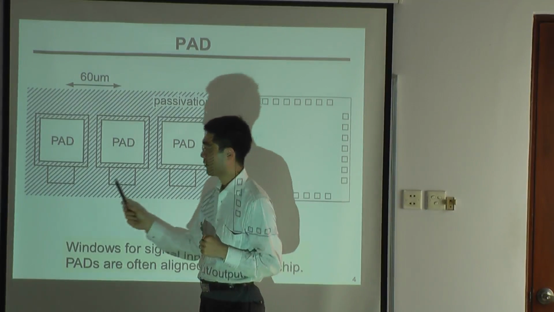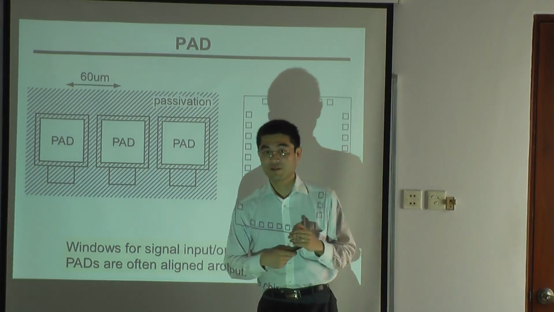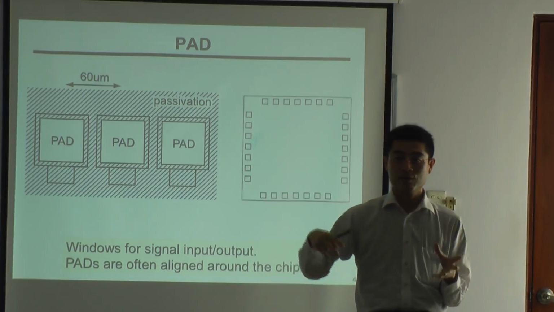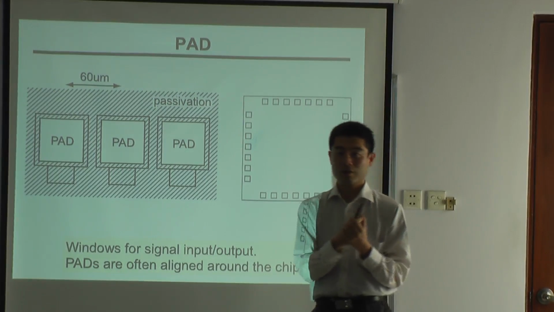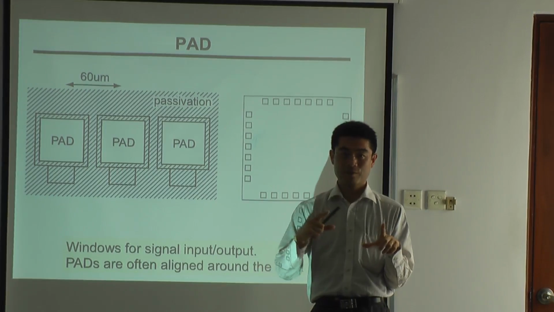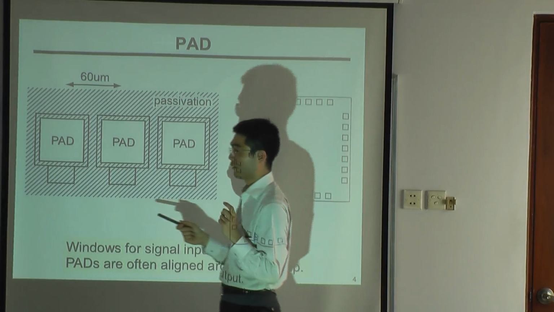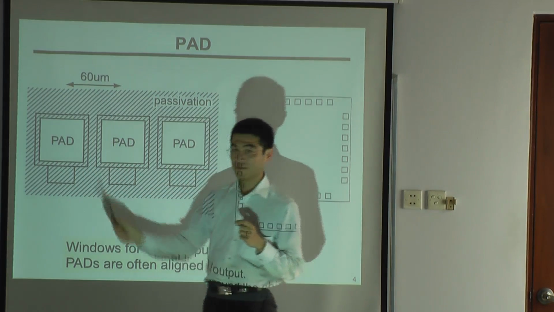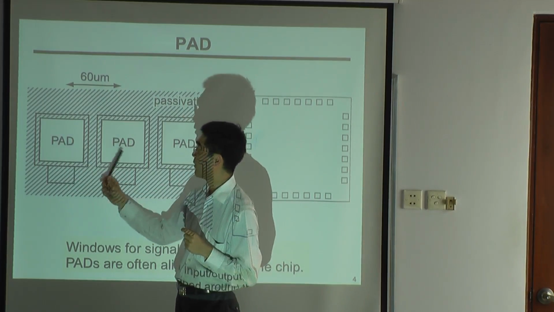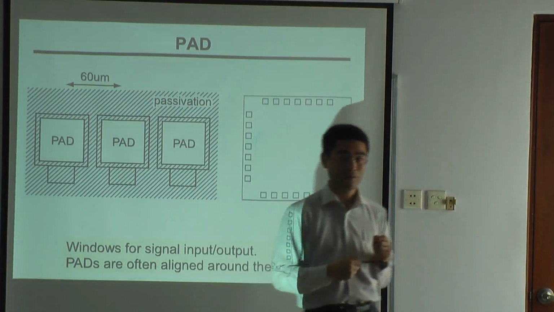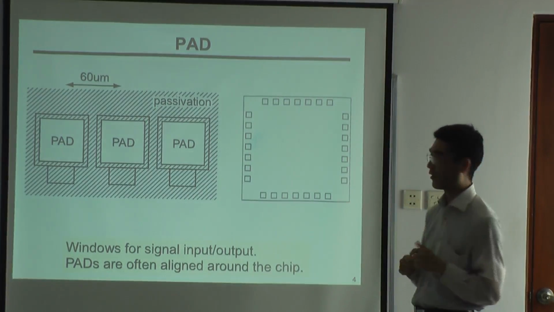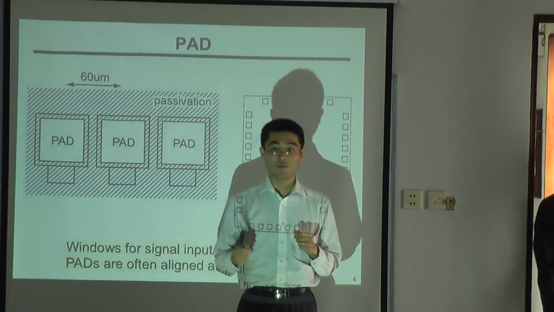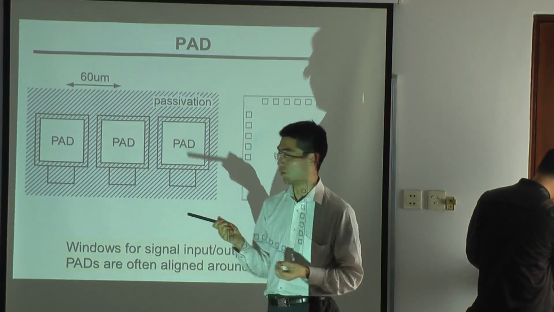So here is the pad illustration. A long time ago, the pad size was larger, but as process technology advances and transistor size shrinks and shrinks, the pad size also shrinks. And usually in advanced technology, we often use a 60 micrometer pad. The pad pitch is about 60 micron, 150 micron, 40 micron, or something like that. And this is the window for the communication from the inside of the chip to the outside world.